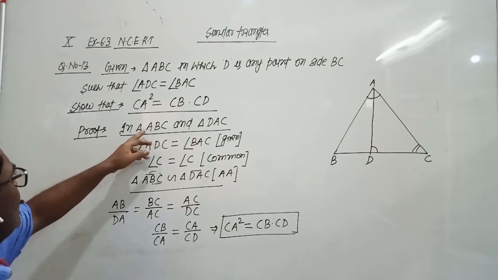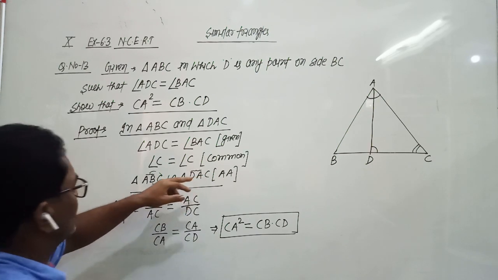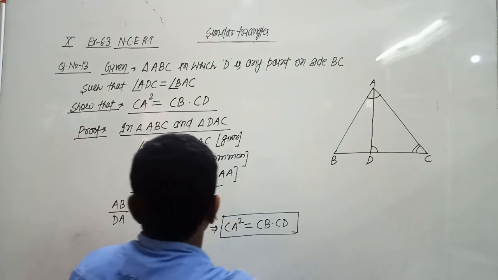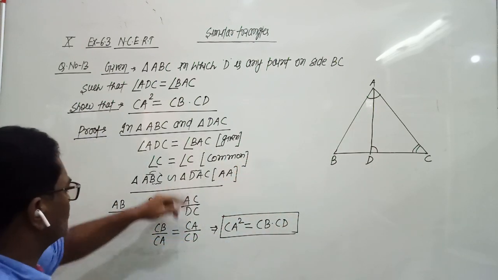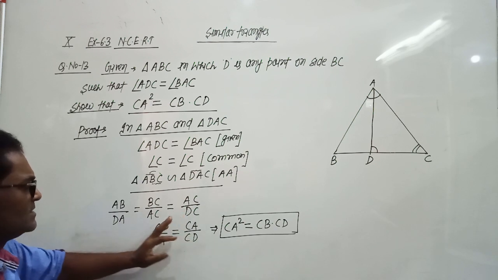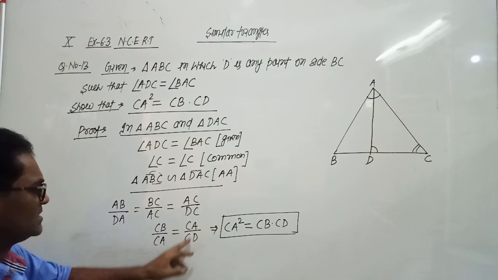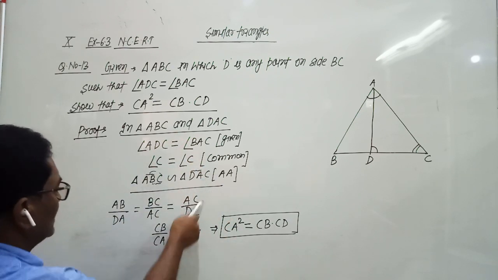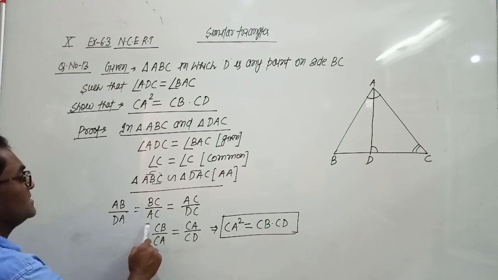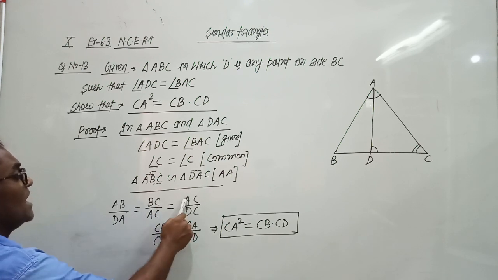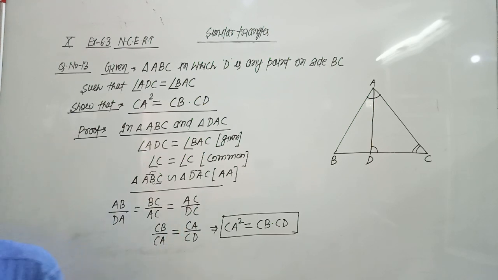So in triangle ABC and triangle DAC, angle ADC is equal to angle BAC, given, and angle C is common. Therefore, these two triangles are similar by AA criterion. And if triangles are similar, then their sides must be in proportion, and from the last two ratios, BC is written as CB, AC is written as CA, and DC is written as CD. By cross multiplication, we get the result.